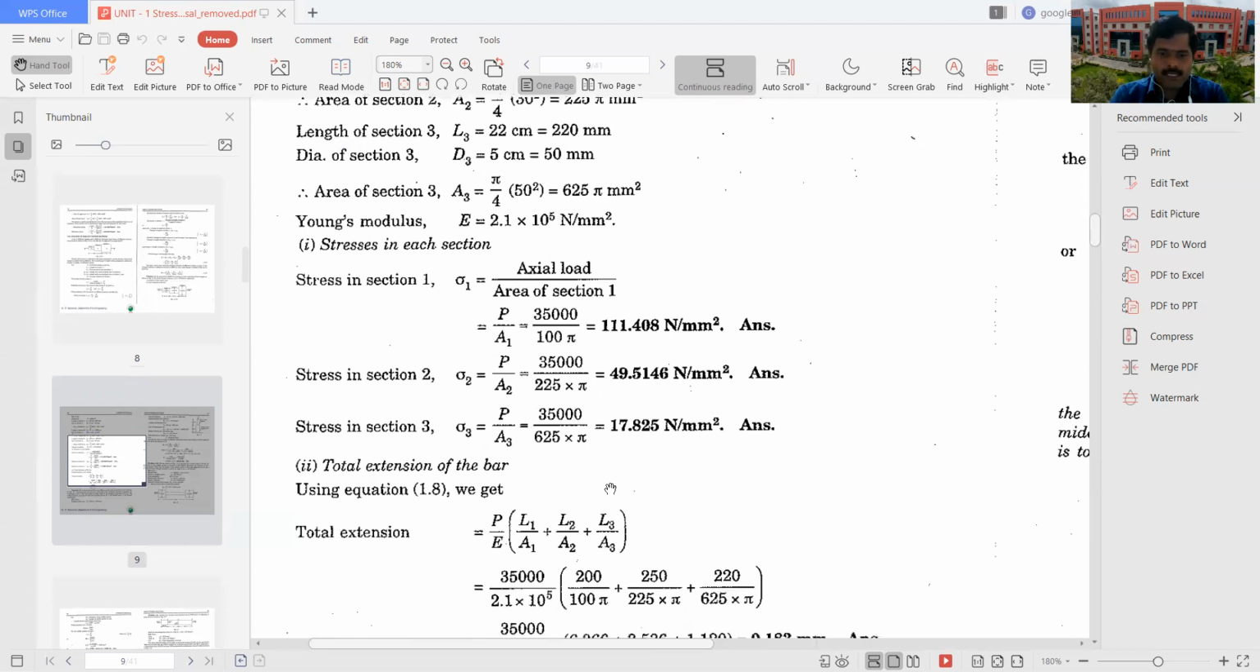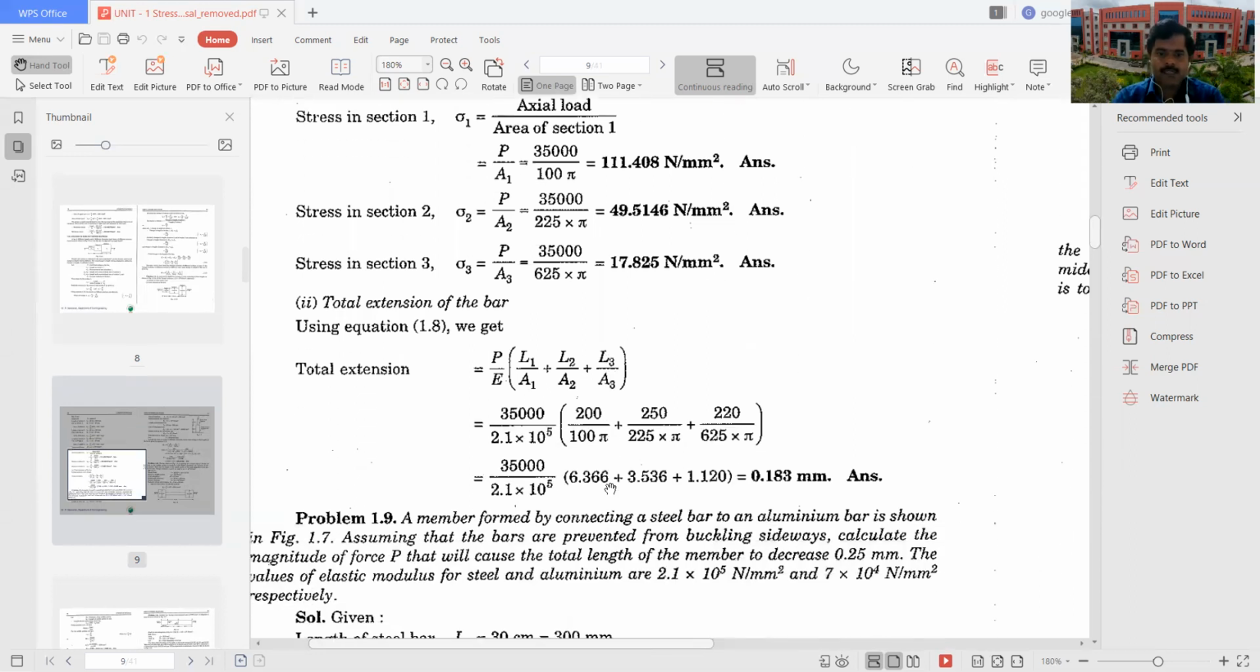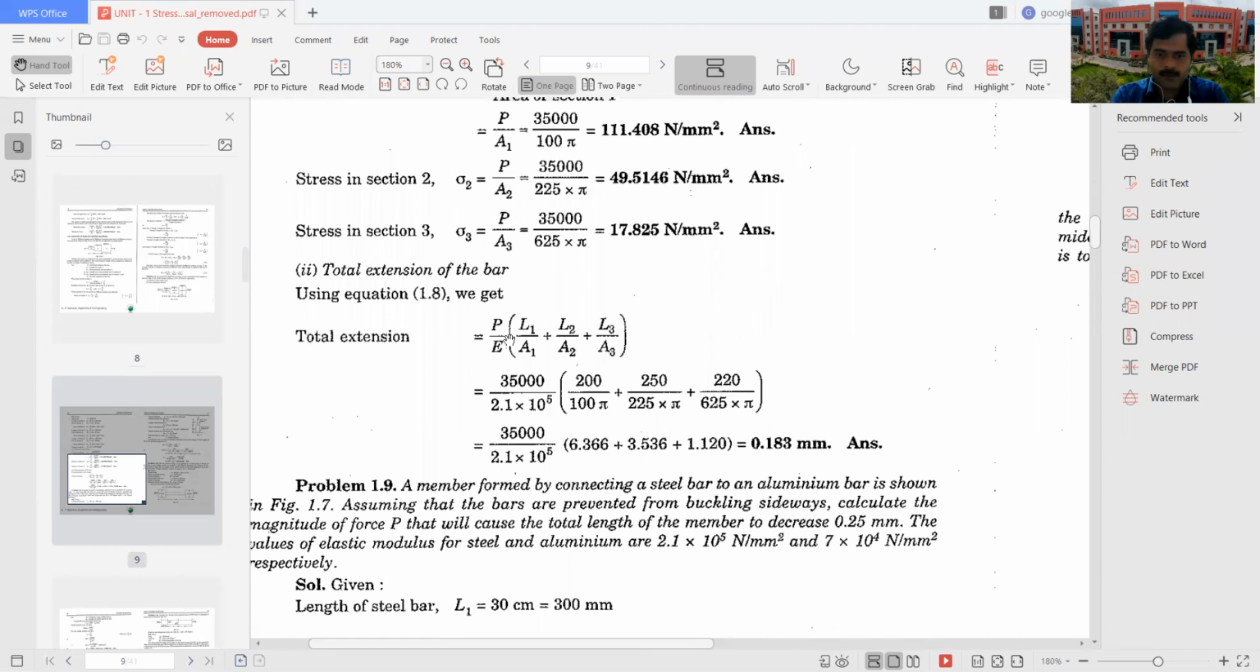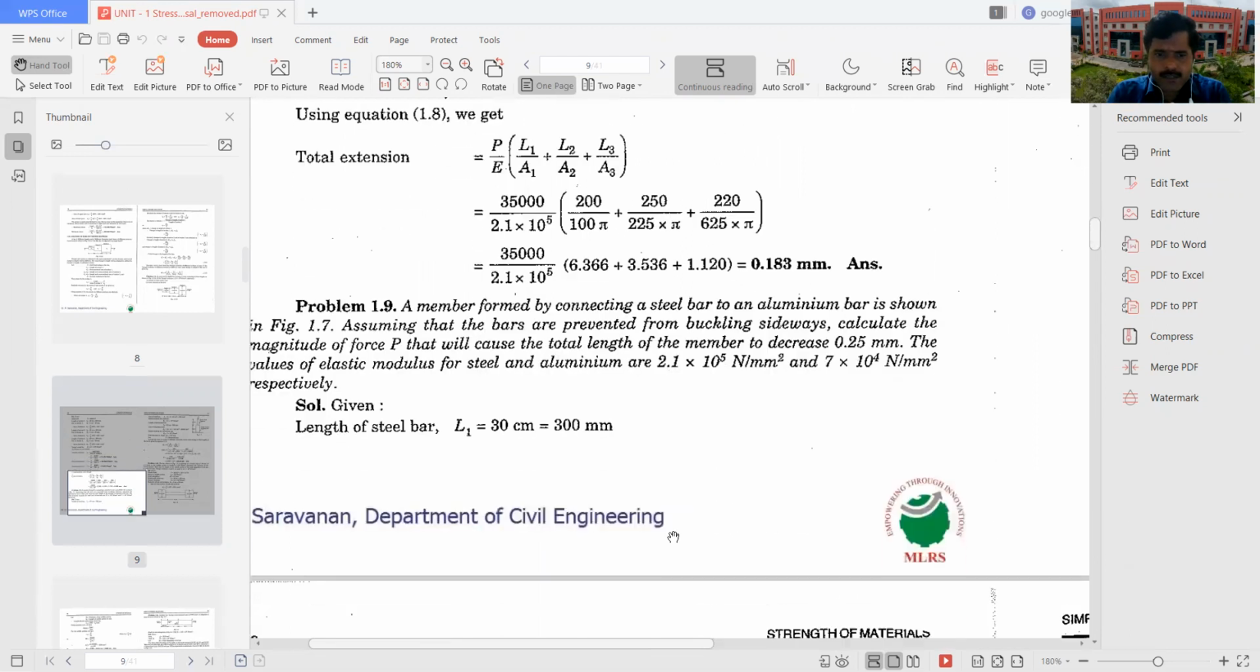Next, the total extension of the bar. So total extension delta L will be nothing but P by E into L1 by A1 plus L2 by A2 plus L3 by A3. You know the L1, L2, L3 values, A1, A2, A3 values, P value and Young's modulus value. If you substitute, you will get delta L, which is 0.183 mm. Next, you can see this problem.